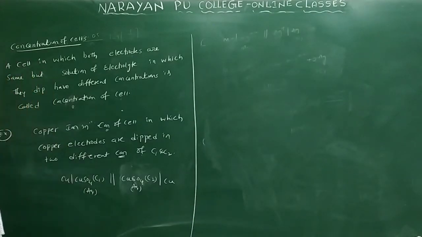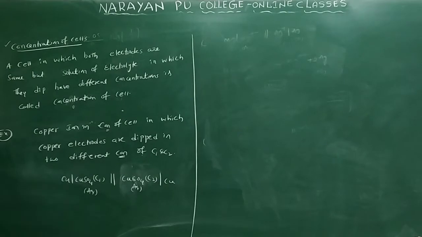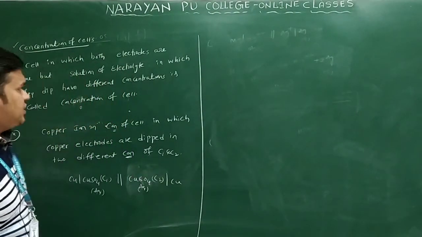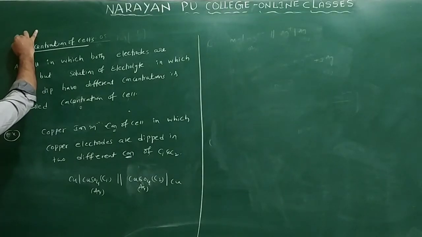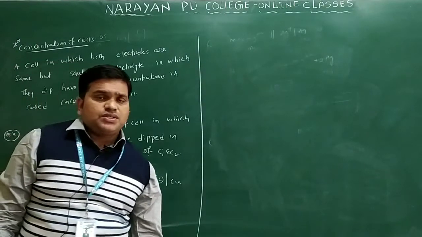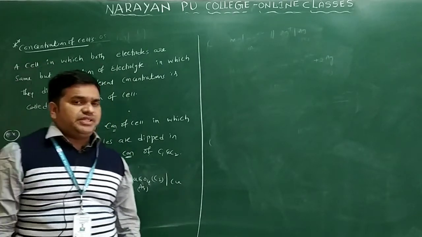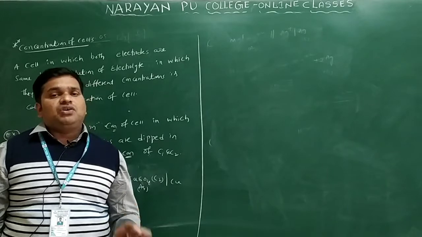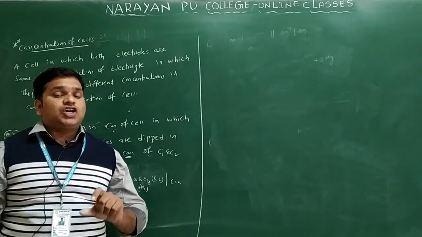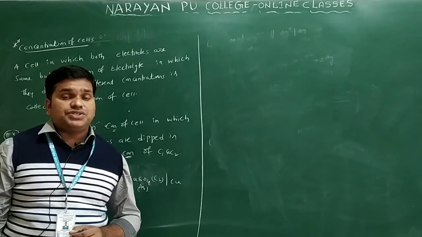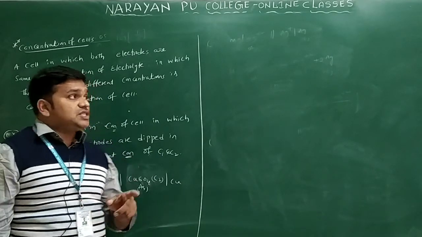See, the next concept we have is concentration cells only. Important for the objective purpose, this concentration of the cells. Sometimes we may get questions from this concept of concentration cells only. So what is a concentration cell? Here 2 cells are there with the same type of electrolyte, but the concentrations of the solutions are different only.